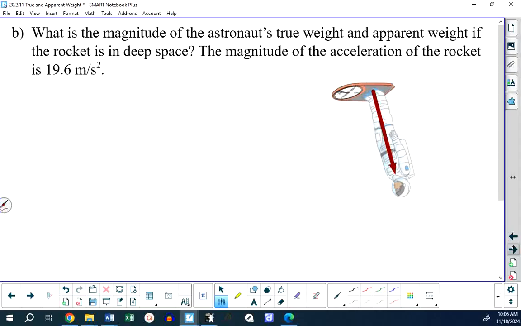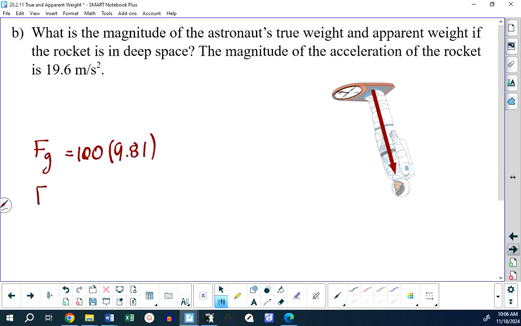Just quickly, this isn't really even something I don't think I would ask you. What is the magnitude of the astronaut's true weight and apparent weight if the rocket is in deep space? I don't like this question. I pulled it from the textbook. Their true weight is their earth weight. And I don't think their earth weight, we can calculate it. Let's calculate their earth weight. It's 100 kilograms times 9.81.